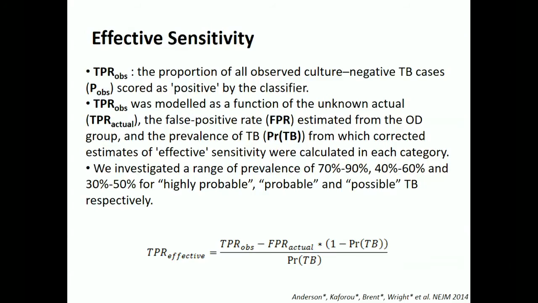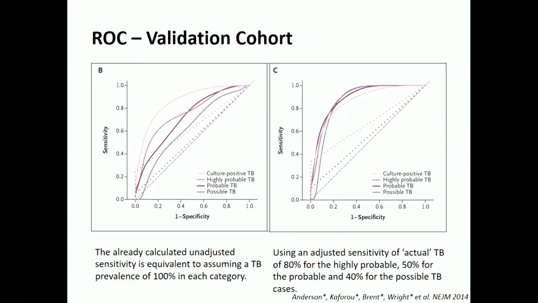So we came up with a way of dealing with this. We call it the effective sensitivity. I'm not going to go into much detail about it, but we investigated a range of different prevalences, rates of actual TB, of true TB, in those groups. And then we calculated those areas under the curve, and after the adjustment for effective sensitivity, they look pretty similar.